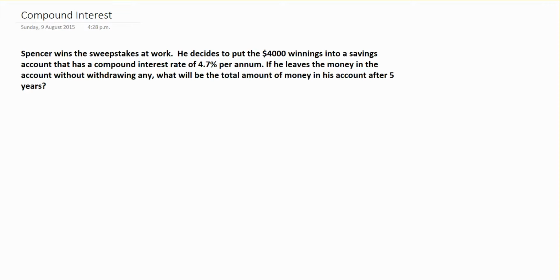Compound interest is when the interest is applied to the amount that you put in initially, but then as you earn interest, you'll also get interest on the interest you've earned. So it compounds, it keeps adding on to itself in a way.